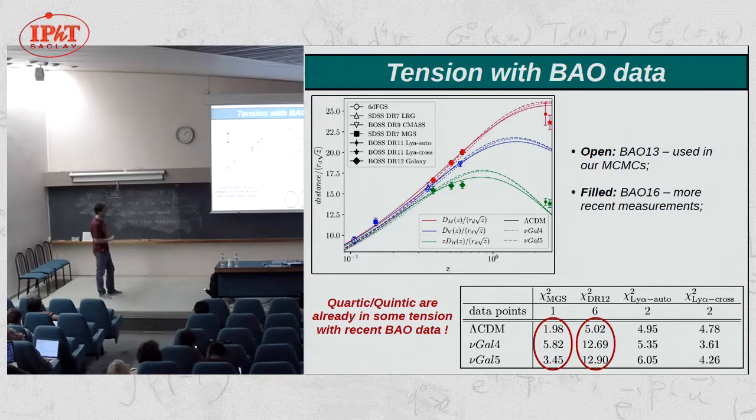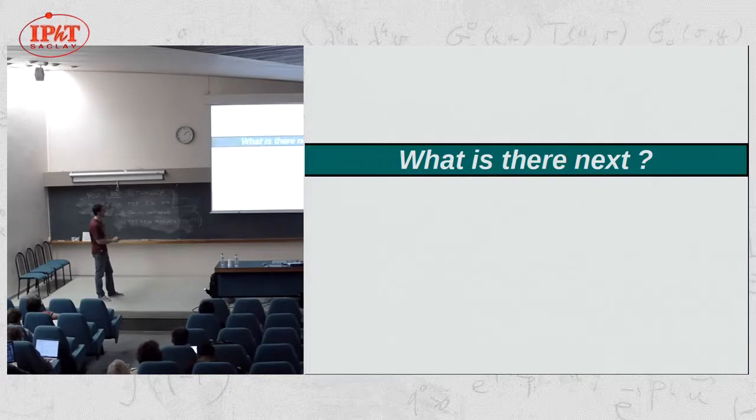So even at the level of cosmology, for the quartic and the quintic, despite passing the ISW test, there are chances that more precise, or even these ones already, depending on your opinion, more precise BAO measurements will be able to rule out these models in cosmology as well.